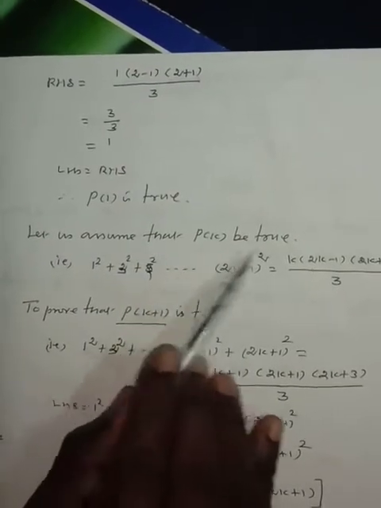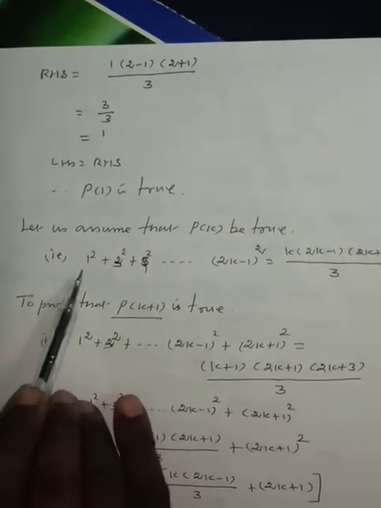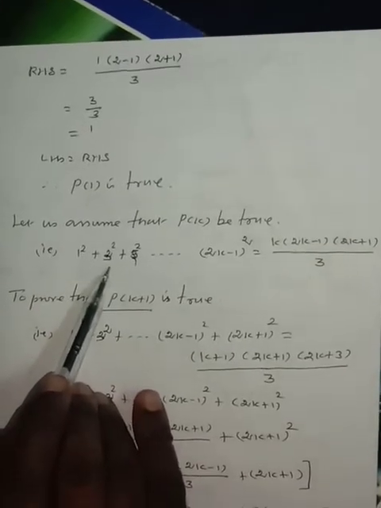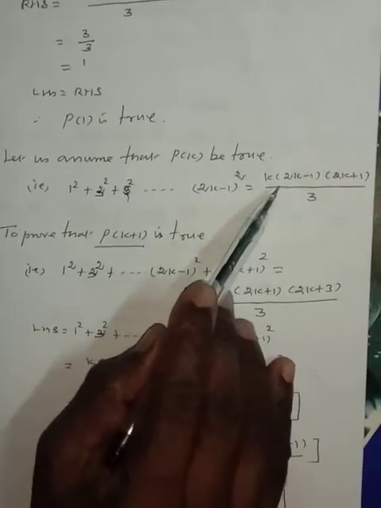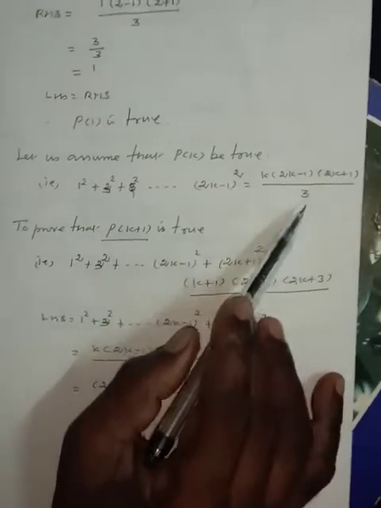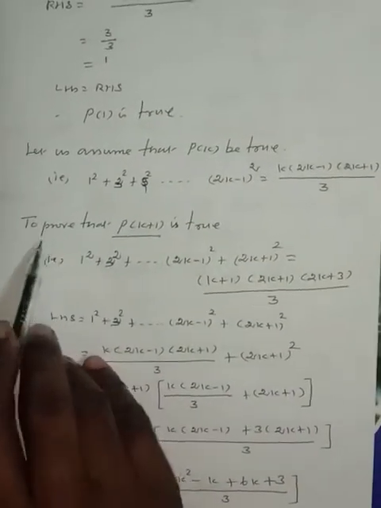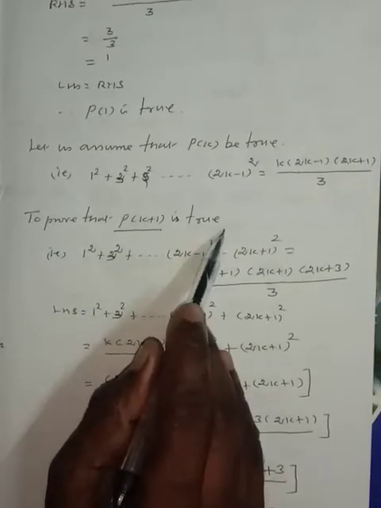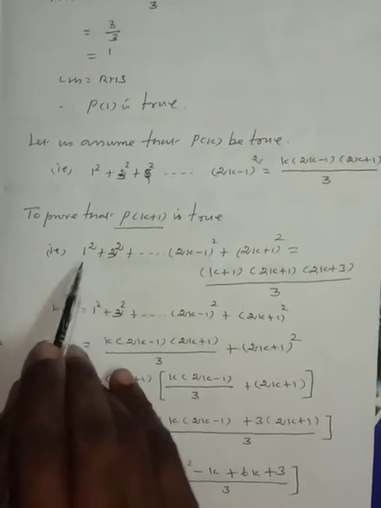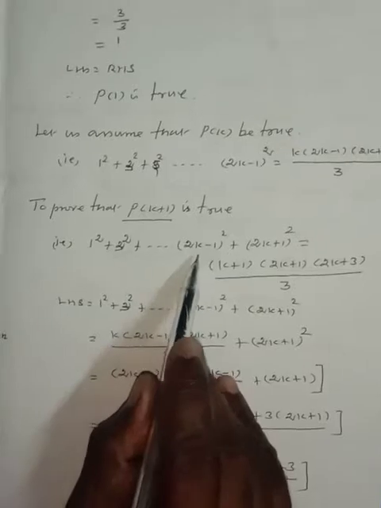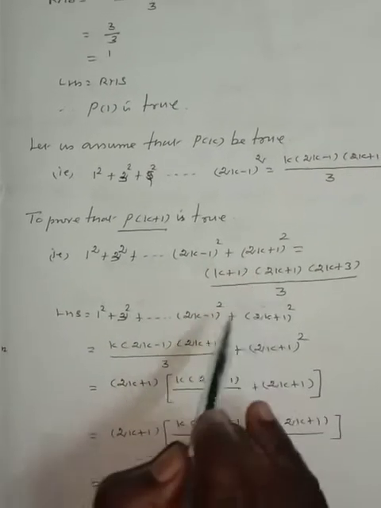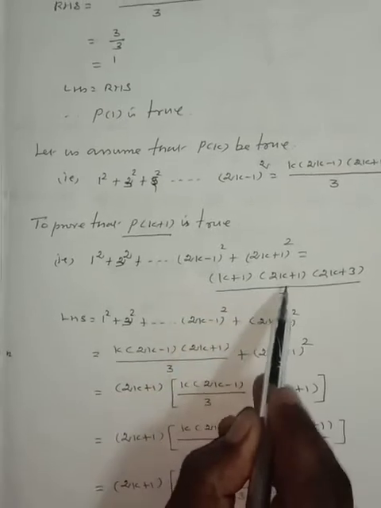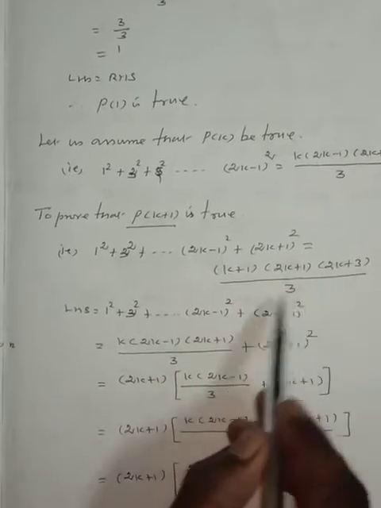Let us assume that P of k be true. That is, 1 square plus 3 square plus 5 square and so on to 2k minus 1 whole square is equal to k into 2k minus 1 into 2k plus 1 divided by 3. To prove that P of k plus 1 is true. That is, 1 square plus 3 square and so on to 2k minus 1 whole square plus 2k plus 1 whole square is equal to k plus 1, 2k plus 1, 2k plus 3 divided by 3.